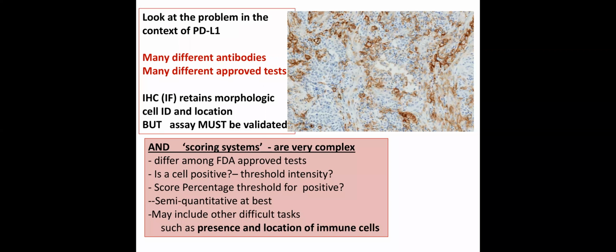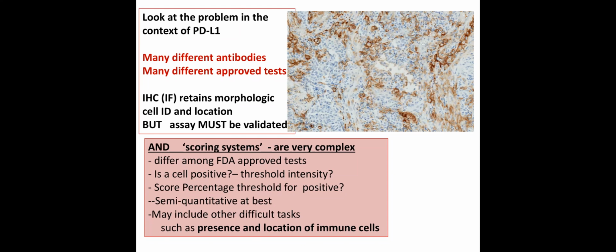So let's look at the PD-L1 problem to try to understand how artificial intelligence and whole slide imaging might be of assistance to the pathologist. It's not replacing the pathologist, but it may assist us in interpretation. Many different antibodies, many different approved tests, and the scoring systems are complex. They're different for each test.